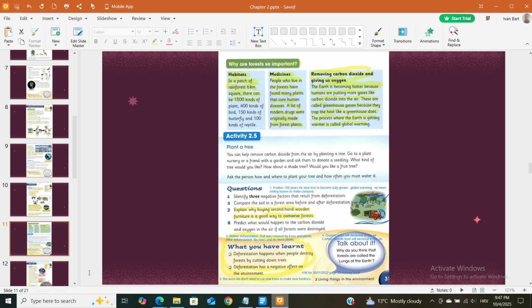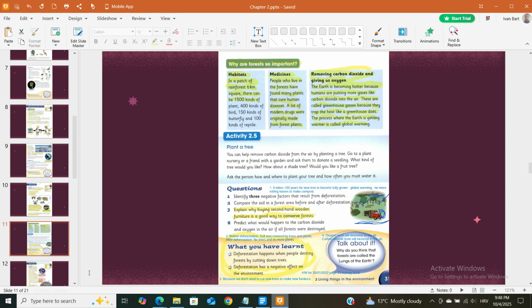The Earth is becoming hotter because humans are putting more gases like carbon dioxide into the air. These are called greenhouse gases because they trap the heat like a greenhouse does. The process where the Earth is getting warmer is called global warming.